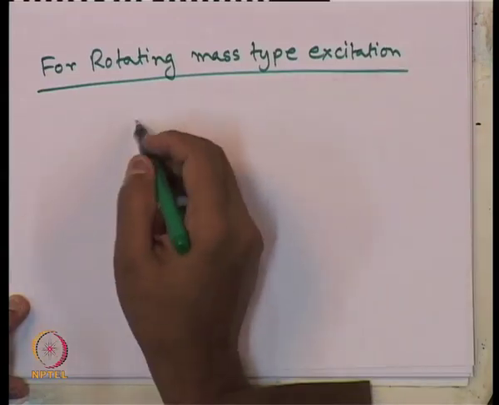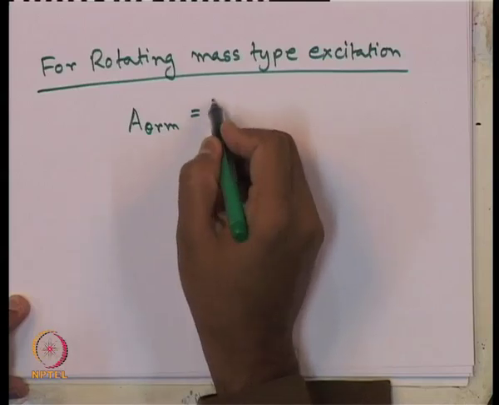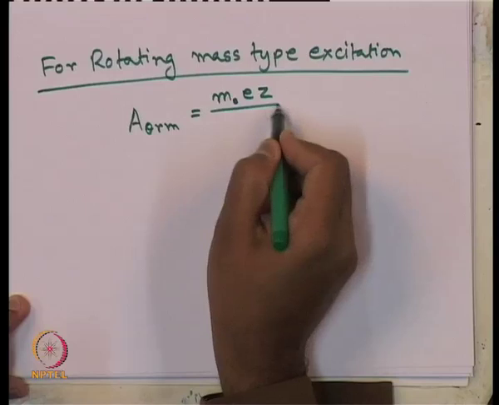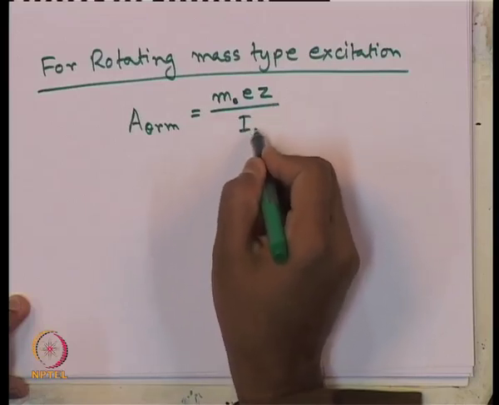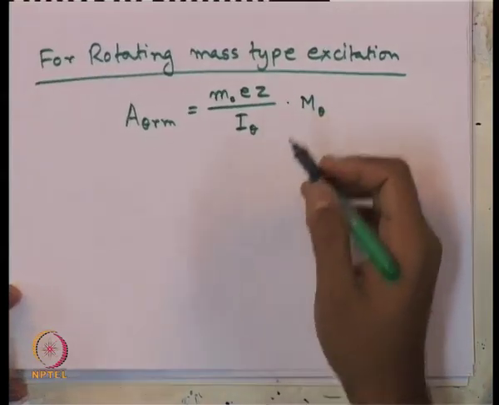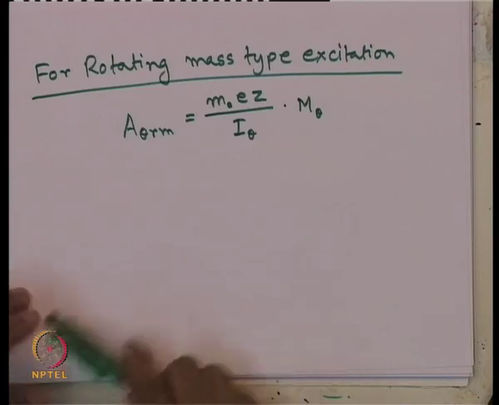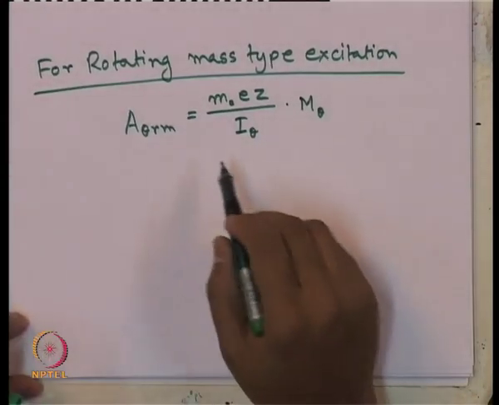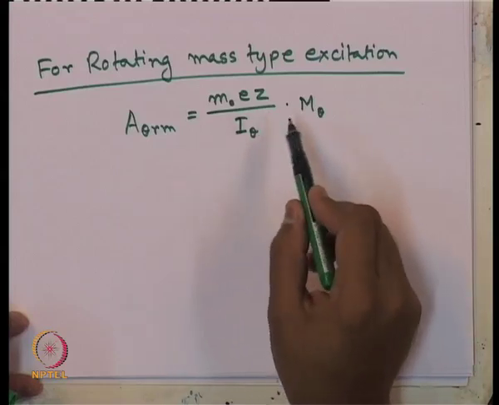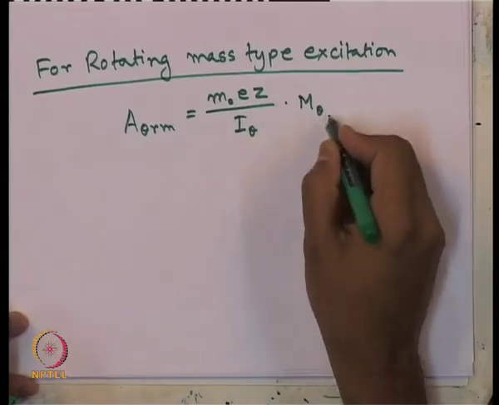What is the formula? We should use Aθ,Rm is M e e z by Iθ times mθ. So, for rotating mass type excitation, Aθ,Rm is expressed as M e e z by Iθ times mθ,Rm.